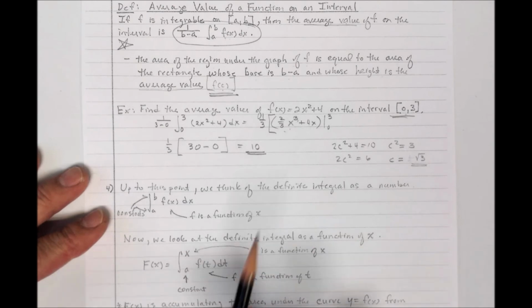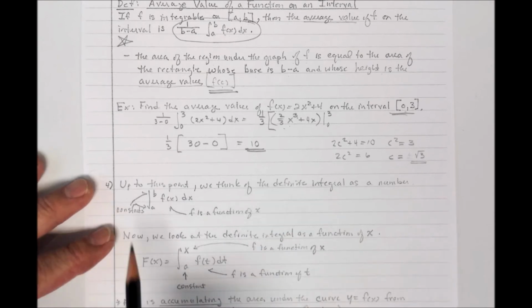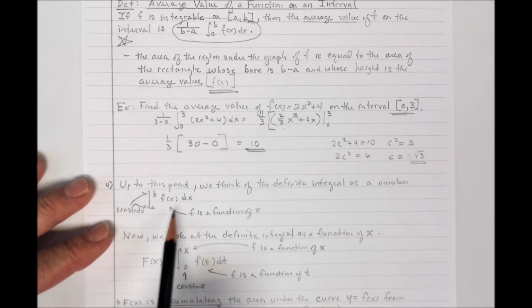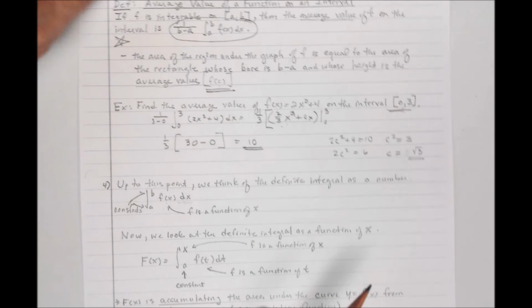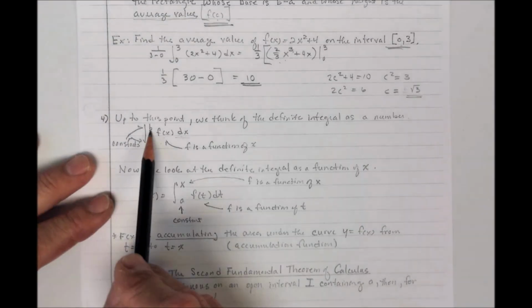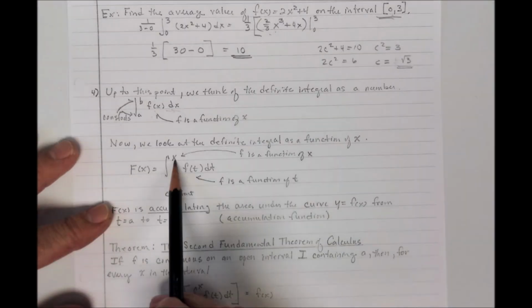And now what I want to do is get to the second part of the fundamental theorem of calculus, and to do that, I'm going to first talk about what we have so far with the fundamental theorem with a definite integral. The definite integral is equal to a number. Our constants, a and b here, our function f of x is a function of x, dx, with respect to x, that we integrate.